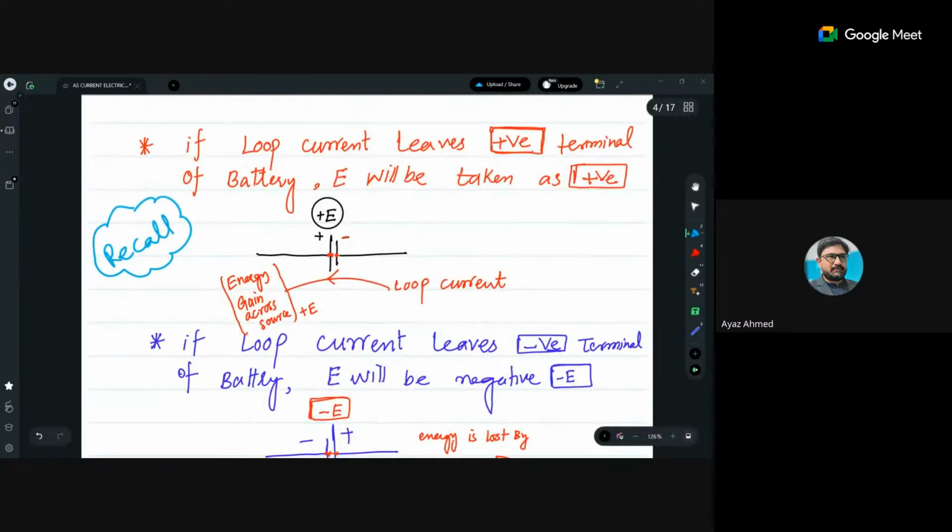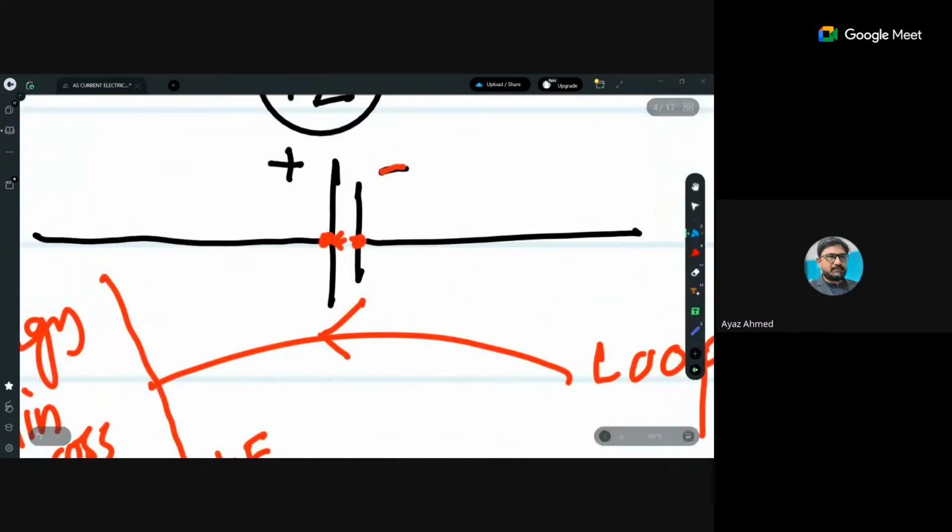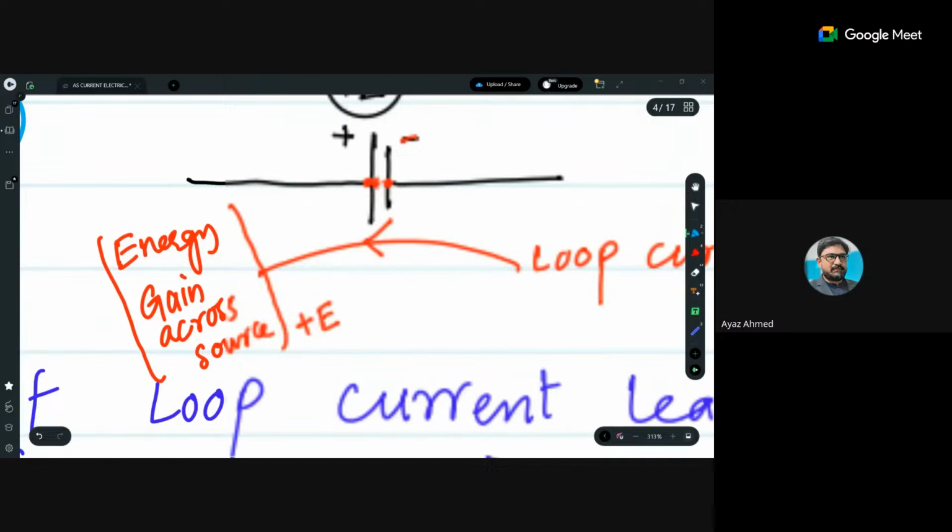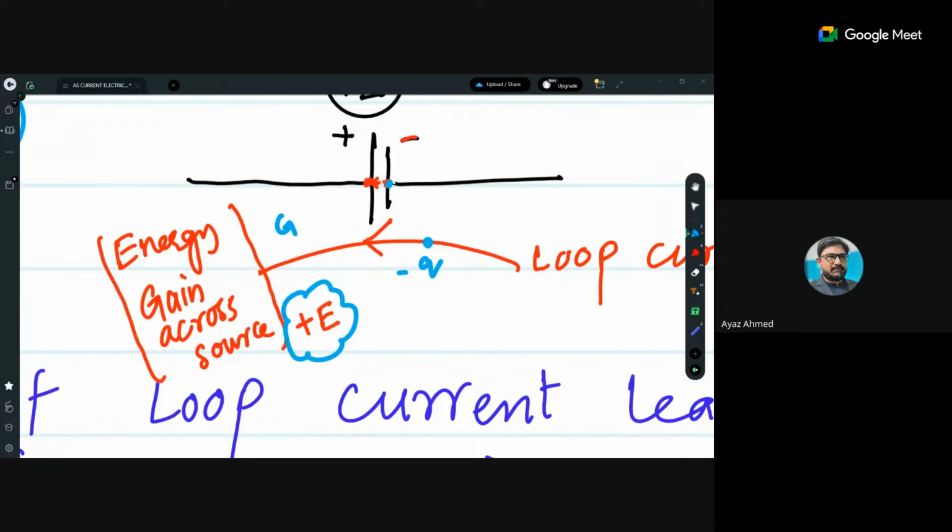What is the science behind it? Just a second. Instead of a charge, you are moving a charge. So if a charge is entering from lower potential and leaving from higher potential, will it gain the energy or not? Check this one out. In loop current, when the charge is entering from lower potential and reaches higher potential, it means there is a gain in energy during this whole journey. So that is why we simply take it positive. Is it clear?